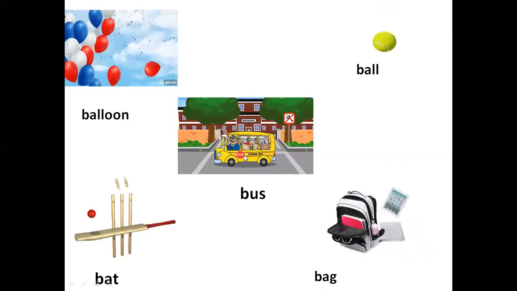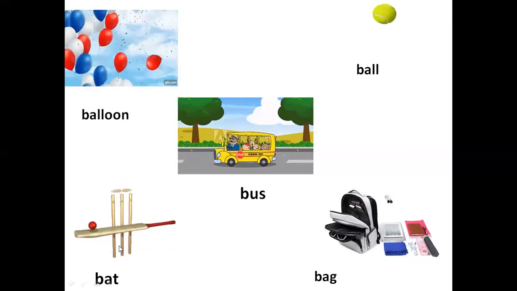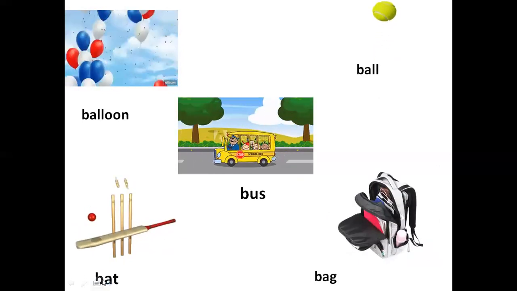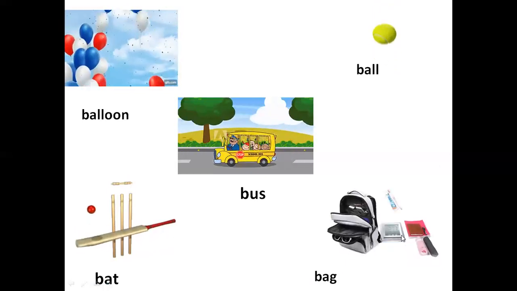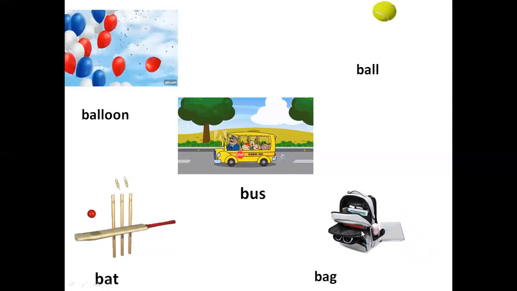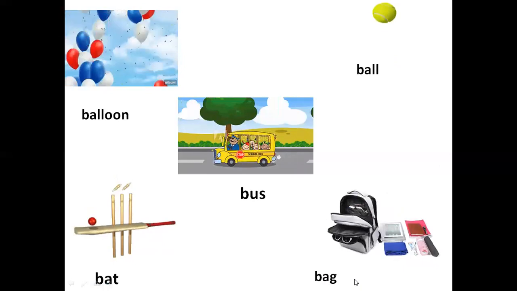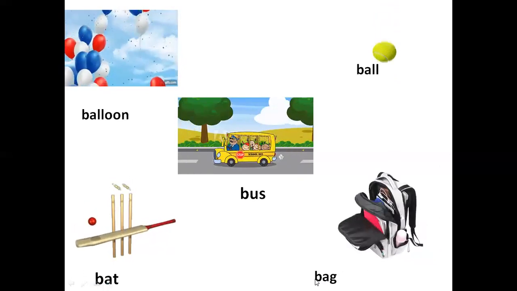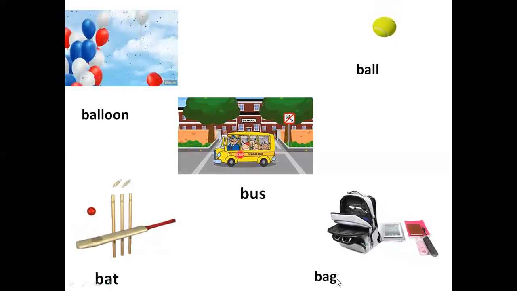Would you come to school in a bus? Oh yes, you would love to, isn't it? And what is this? This is a bat. B, bat. And what is this? Bag. B, bag. You will bring your books to the school in a bag. B, bag. And now let's see how to write our capital letter B.